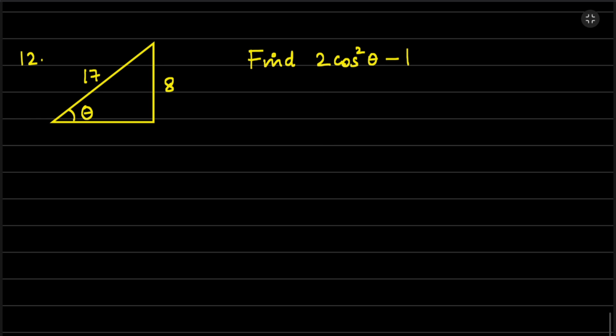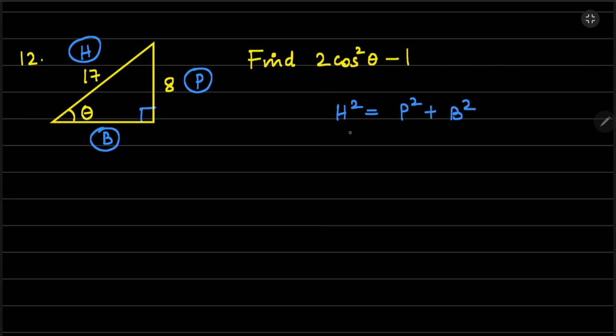You are given the right angle triangle. As usual, we will just mark our hypotenuse, perpendicular and base. Now you are given hypotenuse and perpendicular. Let's calculate base. So h square equal to p square plus b square, or b square will be nothing but h square minus p square.